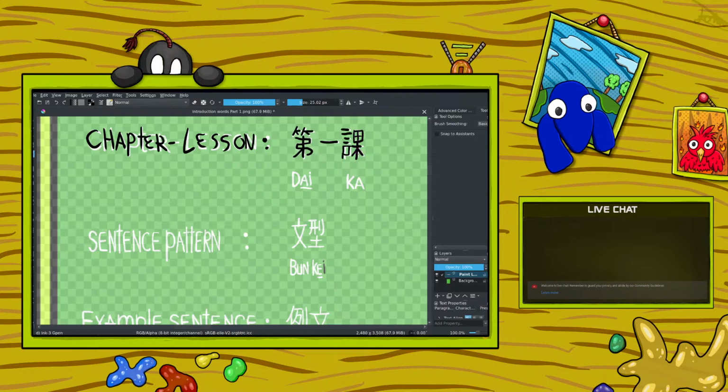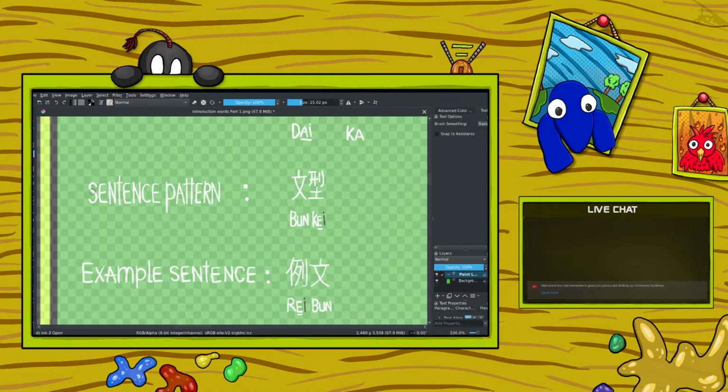Ka. Then we have a sentence pattern, which is then of course bunke. So the I is silent and the A is long. Pattern. Bun was already the word for sentence, so that's the whole joke with that one. And now we just added in pattern, so bun ke.